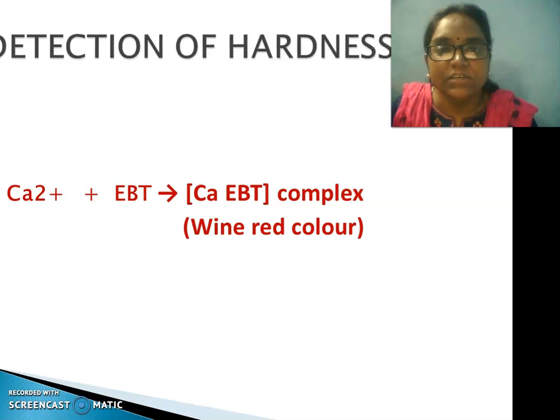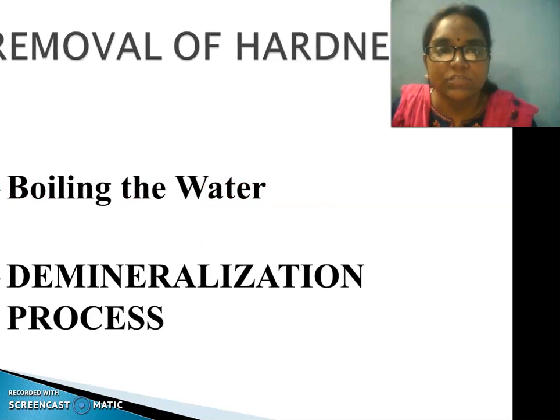Next, we shall see how to detect the presence of hardness causing ions in hard water. For example, if you use Eriochrome Black T indicator, when it is added to the hardness causing ions like Ca2+ and Mg2+ ions, it forms a wine red color complex with the hard water. So the formation of this wine red color clearly indicates the presence of hardness causing ions in water.